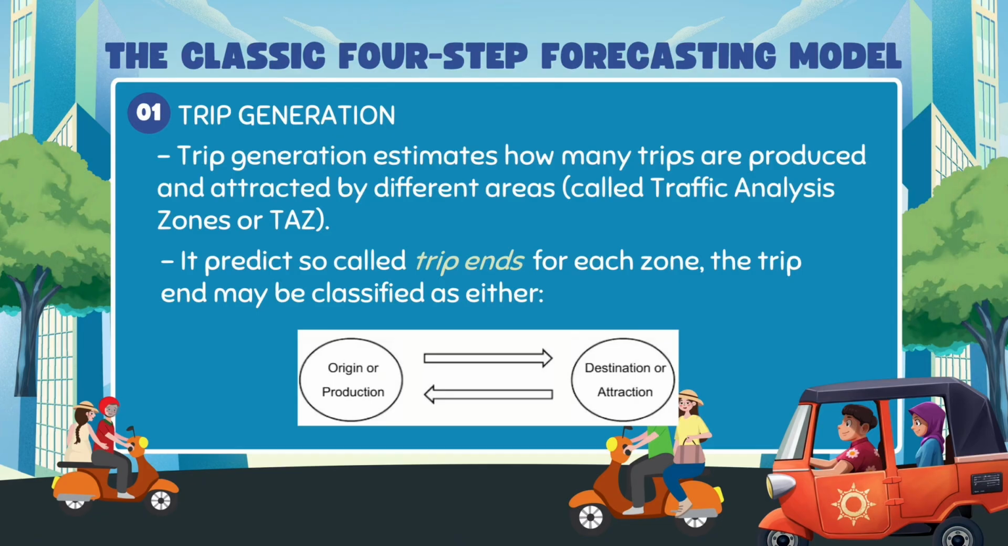Then this is the first step in transportation planning to estimate the number of trips that start or end in a specific area. So it determines how many trips are produced and attracted by different land uses, such as residential, commercial, or industrial areas. So it helps planners understand travel demand in a given location.